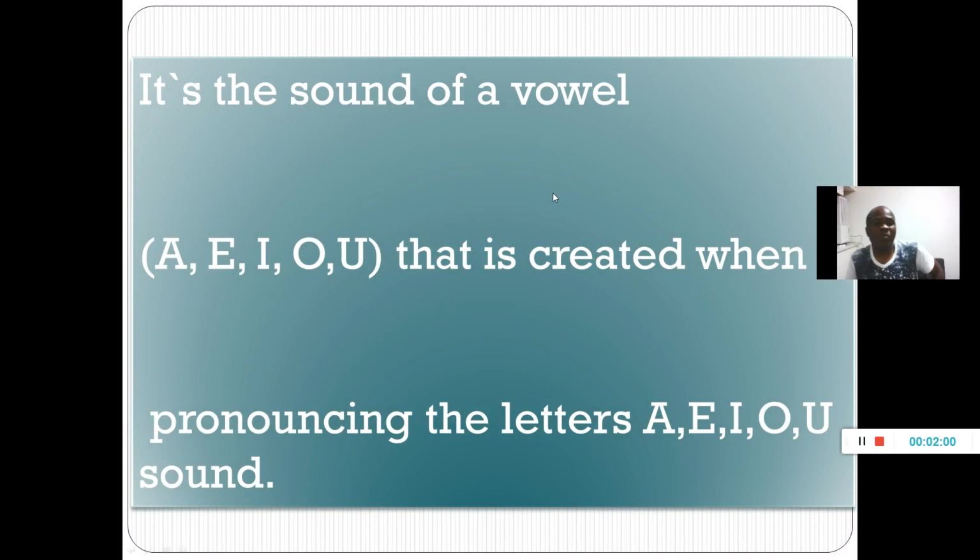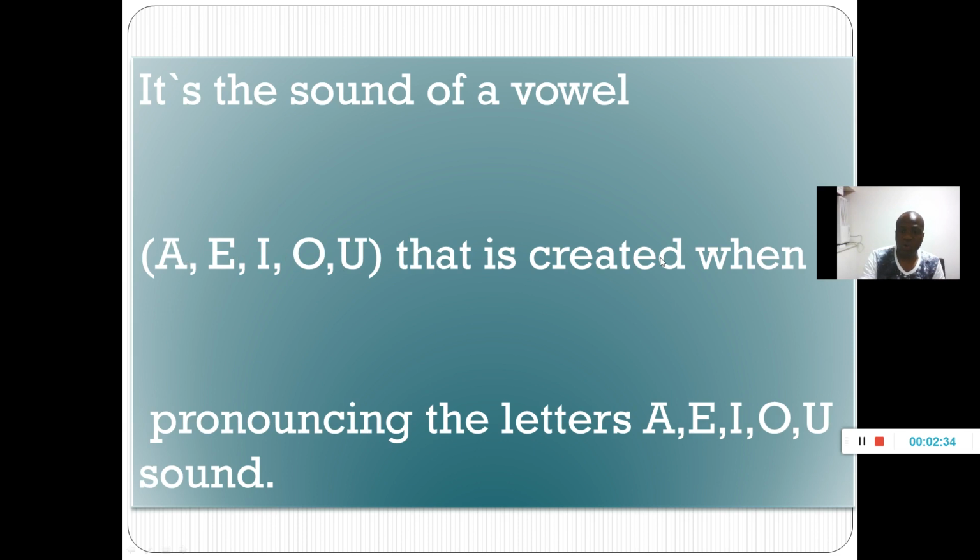When we talk about syllables, it is also the sound of a vowel. So not just a vowel, but a specific vowel sound: a, e, i, o, u. When a vowel is able to make these five basic sounds, that vowel is considered to be an active vowel, and therefore it is a syllable.